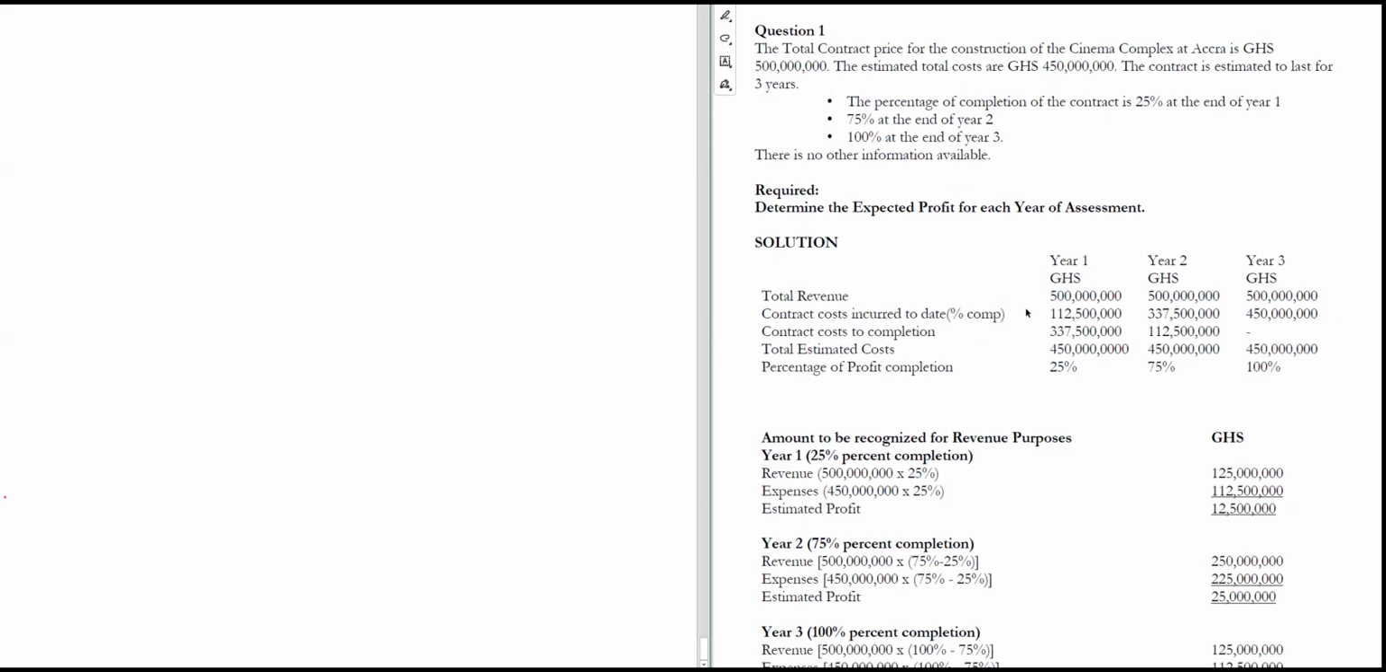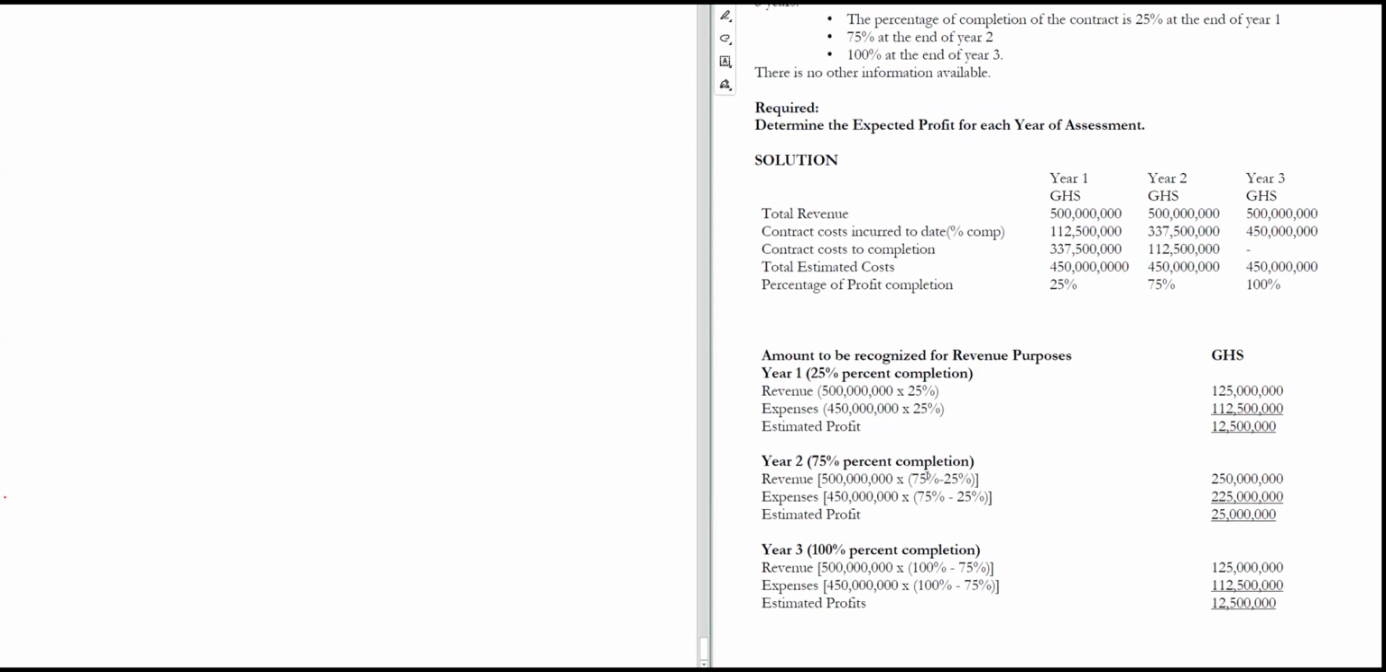Then estimated cost to complete. As at year 1, we spent 112. It means we have 337,500 to complete the contract. And then year 2, we spend this, so we have this to complete. Year 3, we would have incurred everything. So the total estimated cost will be 450. Now, this is the percentage of completion, which has already been given to us. Otherwise, you can calculate it yourself, right?